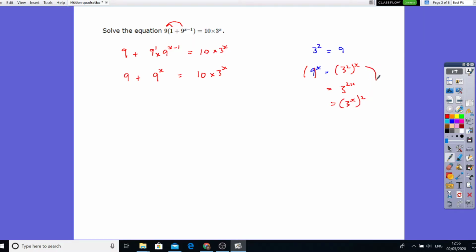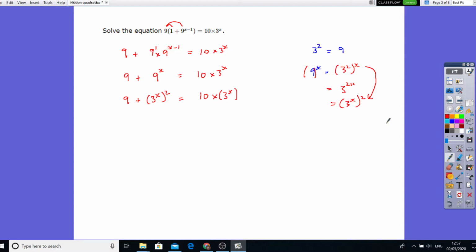Okay, so I've done 2 steps. You could go in 1 step, just go straight from there and switch the powers around. But I'm going to go in 2 steps. I showed you 2 steps how to go from there. So let's get back to here. So 9 plus, now this 9 to the power x has been replaced. I'm going to replace that with 3 to the x, squared. Okay, and that's going to equal 10 times 3 to the x. I'll put brackets around there. Okay, 3 to the power x.